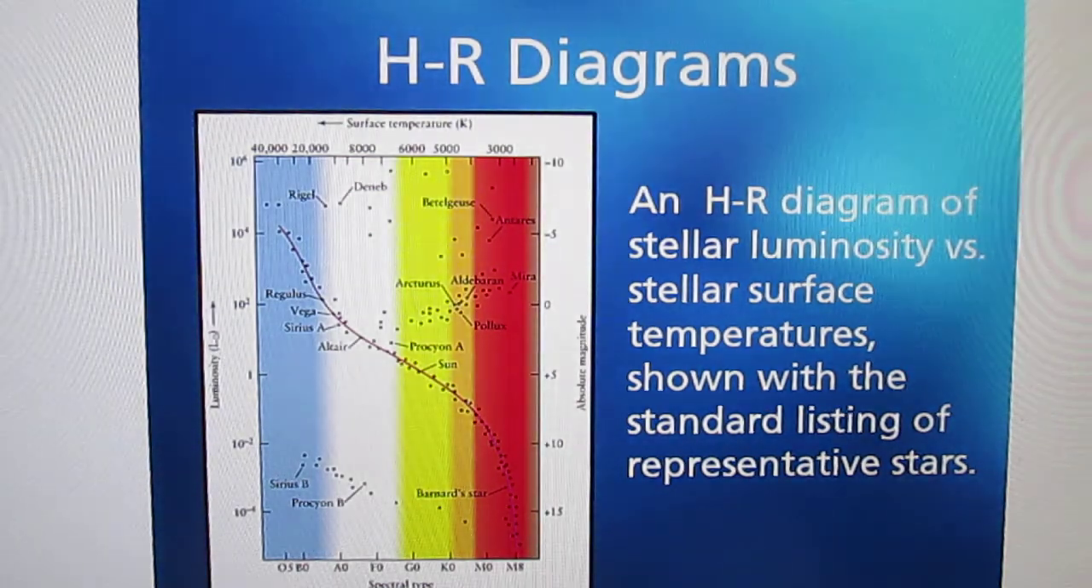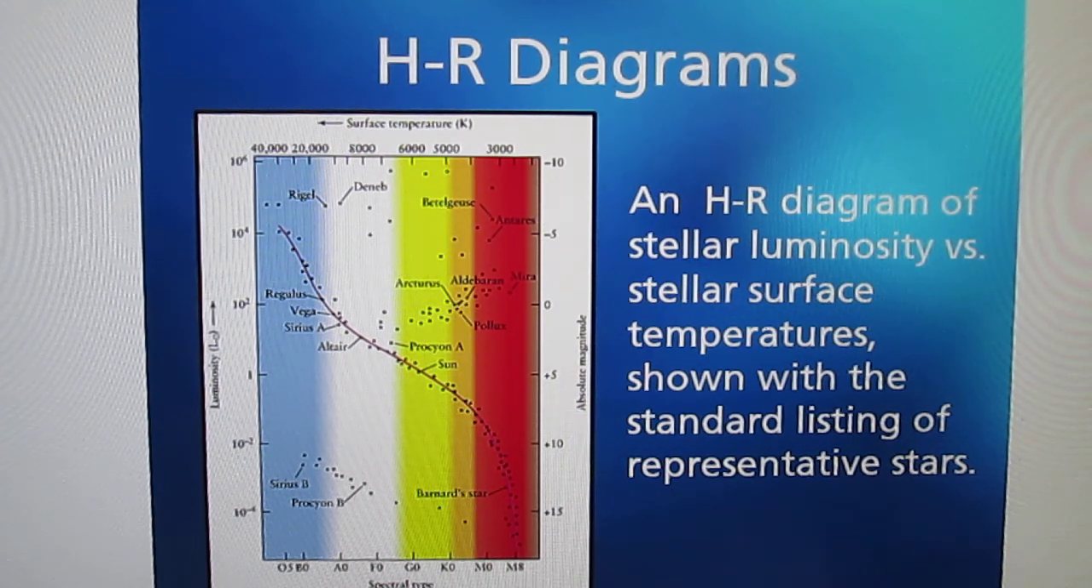Graphing absolute magnitude versus surface temperature reveals a pattern. It shows that stars do not have random surface temperatures and luminosities. The two factors are related, revealing stars fall into a few basic categories. These graphs are known as Hertzsprung-Russell diagrams, or HR diagrams.